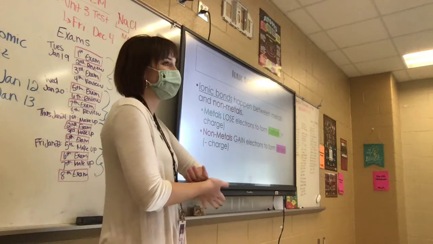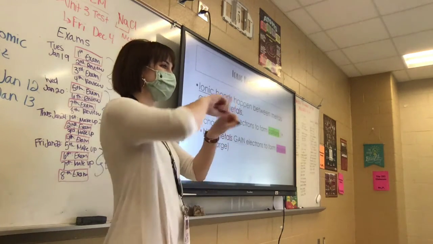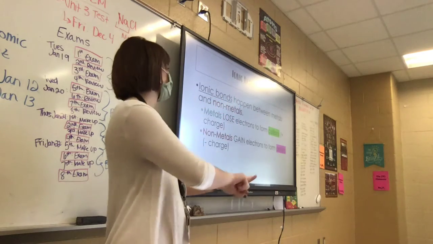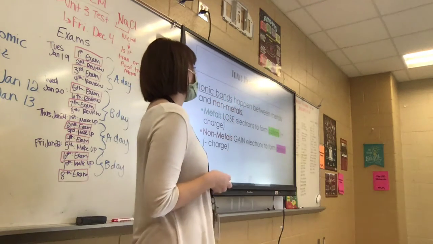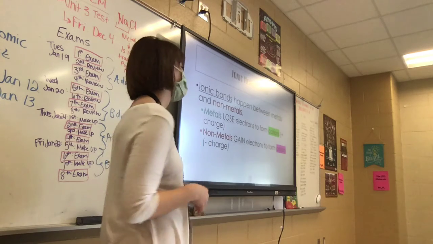So remember, cation is positive charge. To remember that, cat has a T in it, that's a plus. Positive charge, so cation. Whereas anion is a negative charge, so think of anti, anion, negative.